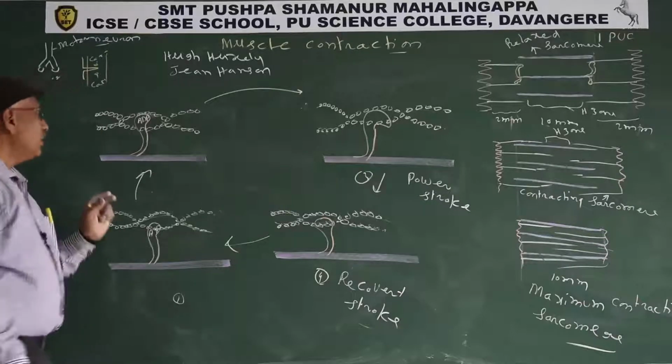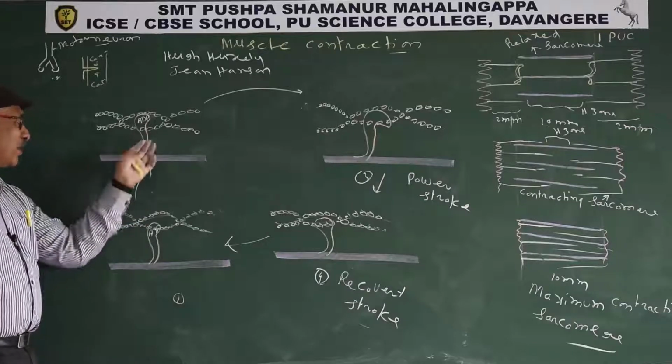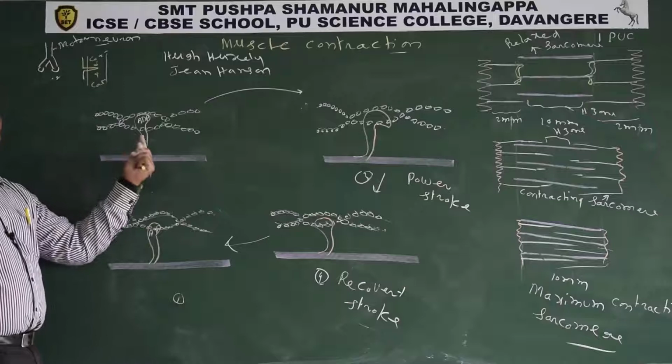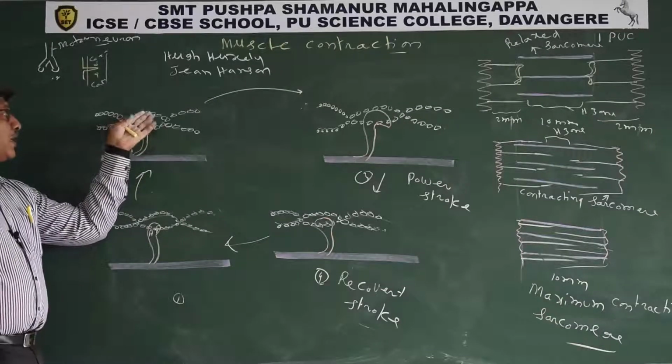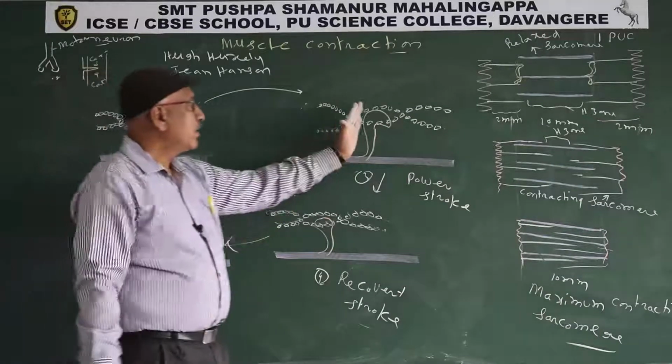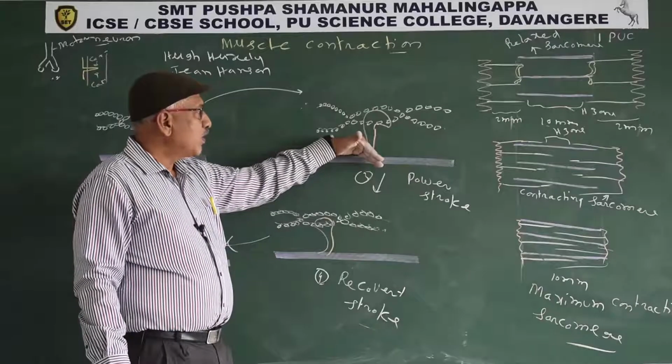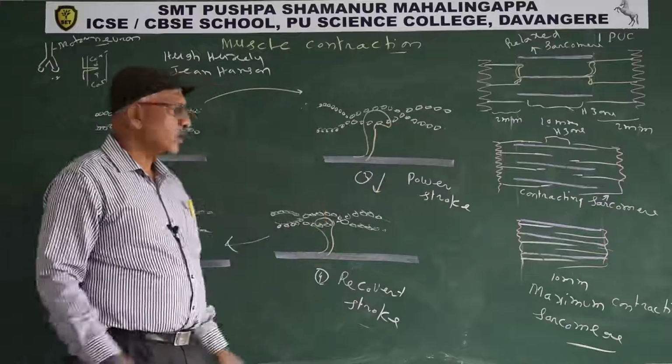Now the meromyosin head, in the absence of ATP, means in the presence of ADP, attaches to the active site. Later the meromyosin head pulls the actin filament towards the myosin. It is known as the power stroke.